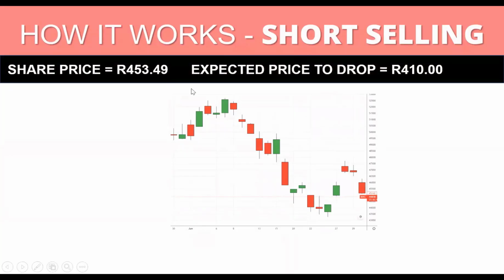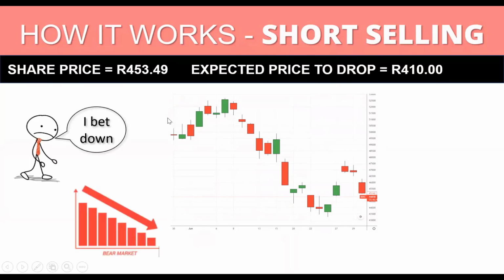So we're going to use a South African company called BHP Billiton Group, or BHG for the ticker. And the share price was at 453 Rand and 49 cents. We expected the price to drop to 410 Rand. This is a trade we sent out to our Premium Multi-Trader Service. So with short selling, you bet down. I expect that the market price will drop.